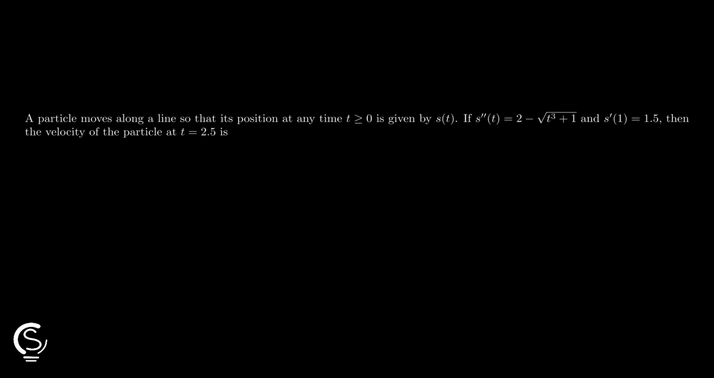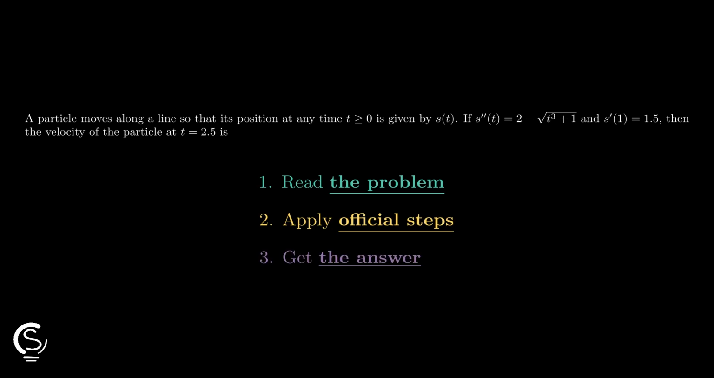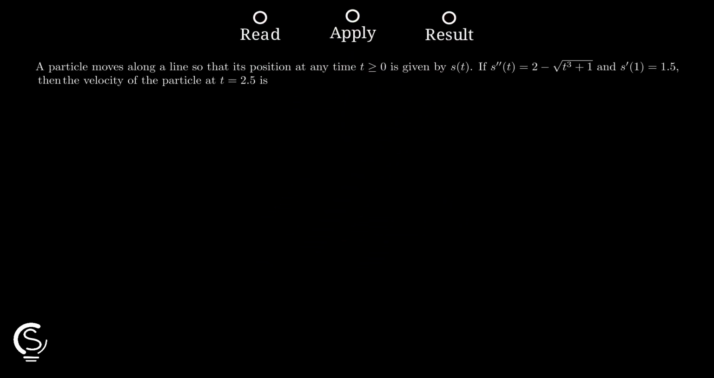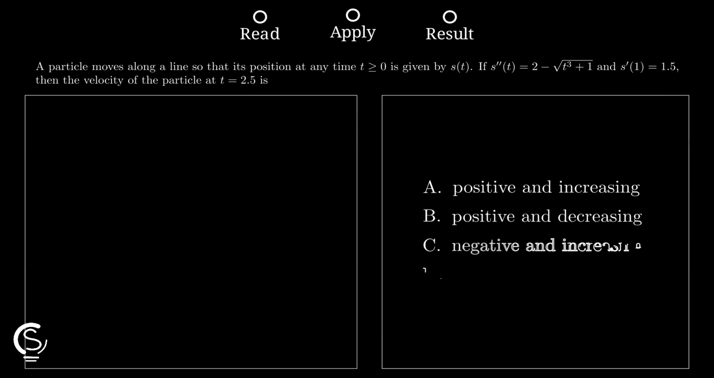Finding the velocity of a particle at a specific time requires us to integrate the acceleration function and apply the given initial condition. First, we must integrate the acceleration function from 1 to 2.5 to find the change in velocity. Adding this value to our initial velocity gives the final speed.